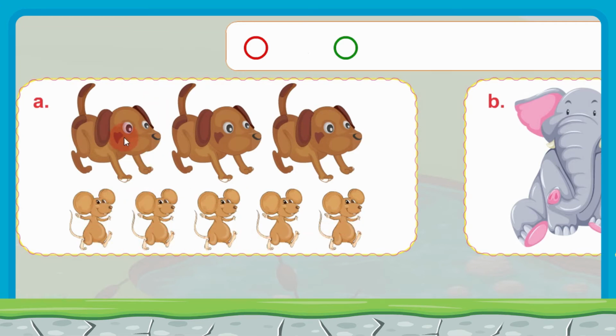Let's count the dogs. 1, 2, 3. There are 3 dogs. 1, 2, 3, 4, 5. There are 5 rats here. So we should circle for the more number with red color. Rats are more. We will circle with red crayon.